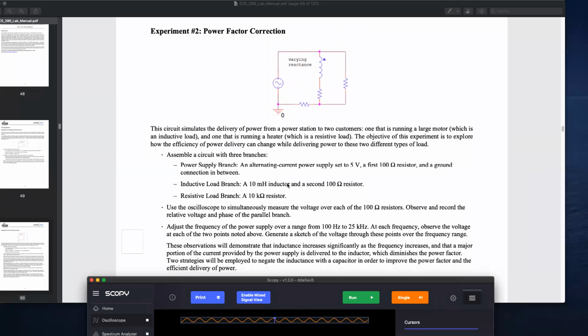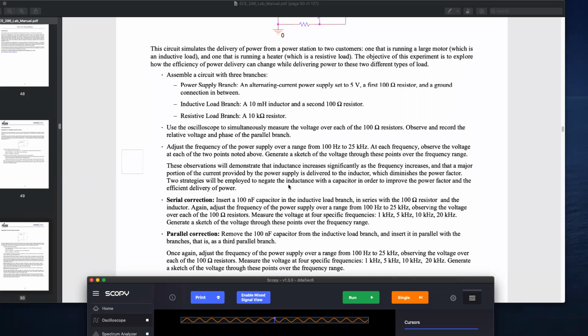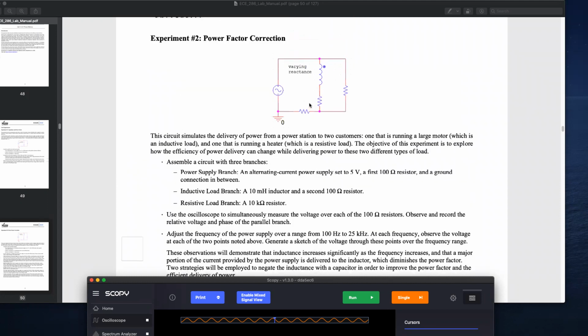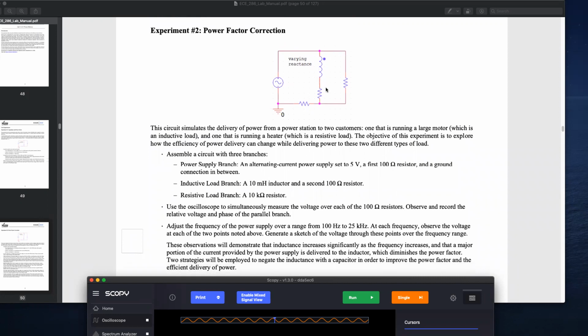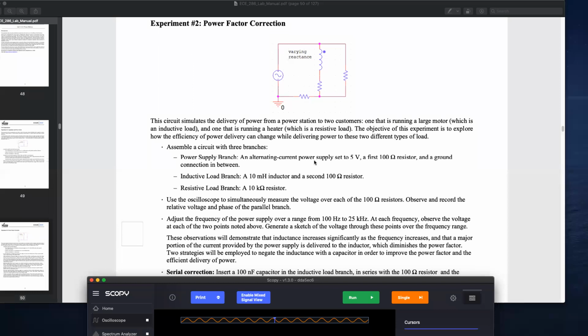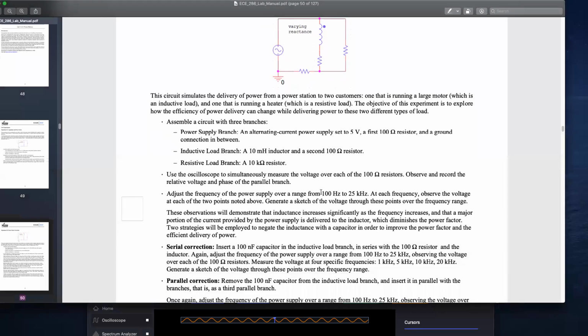Experiment 2 has 2 additional parts. One is adding a 100 nanofarad capacitor in series with the inductive branch, and then we'll record the phase shift again. You also want to adjust the frequency from 100 to 25 kilohertz and observe the voltage at the 2 points. But what you could also do is just do a frequency sweep. Your TA might not require this, so just confirm that with your TA.